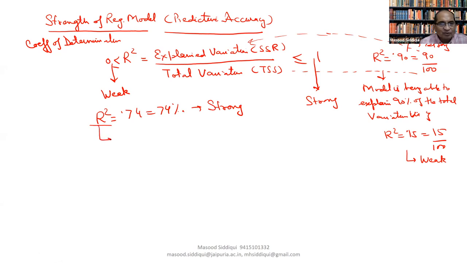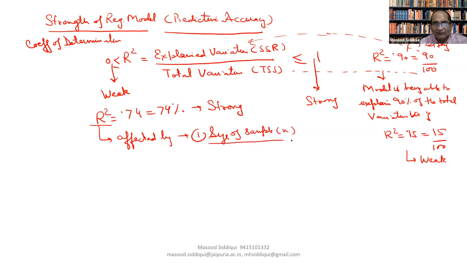Now actually R square is being affected by two terms. Number one, size of sample. Size of sample means that is N, right? So the concept is if N is small, means size of sample is small, then the value of R square gets inflated. Value of R square increases. So if we have a small sample size, then R square gets inflated, and the value of R square becomes very high.